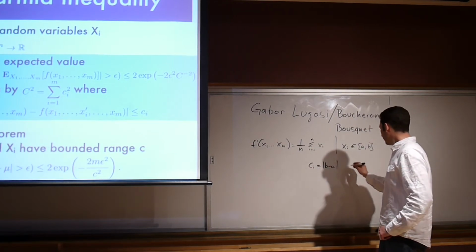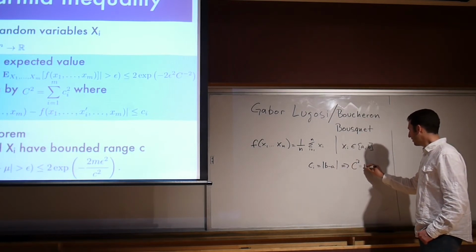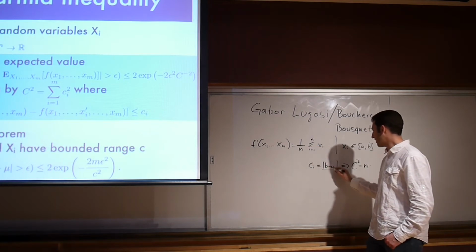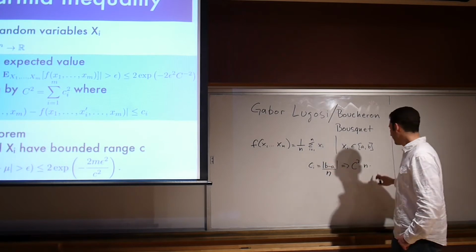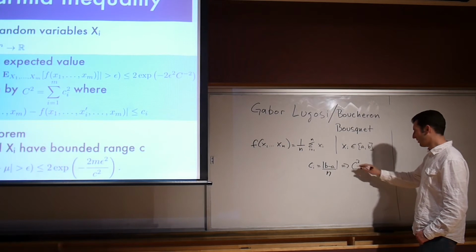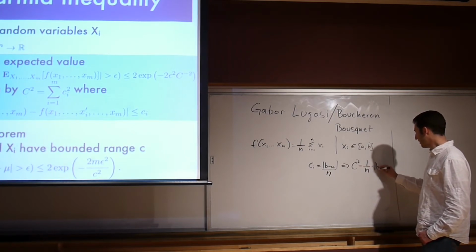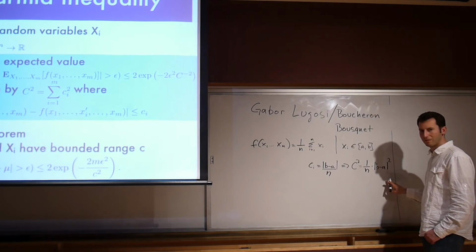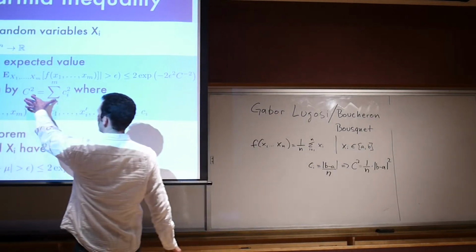So therefore, it follows that, well actually ci is b minus a divided by n, because we have the division here. So c squared therefore is, I'm squaring all those terms and then summing over them, I get 1 over n times b minus a squared. Right? Because that's exactly our condition here.